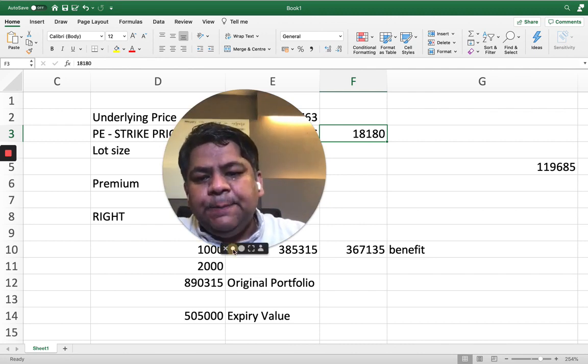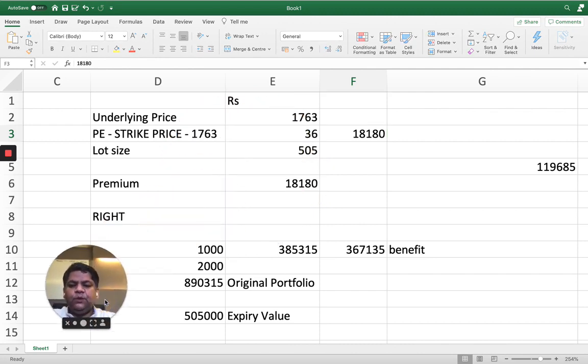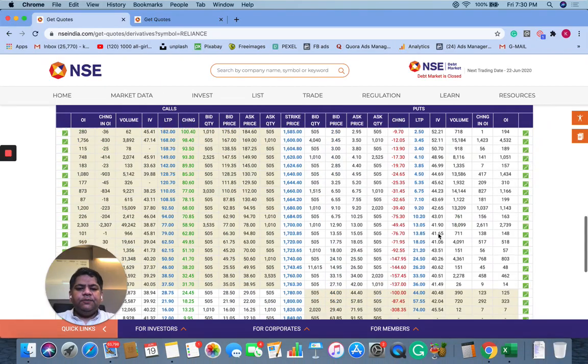We took a very simple example here. The example was where the strike price was nothing but the same price at which the underlying was trading. In your own exercise, you can keep calculating the profits and the loss based on different strike prices. For that, let's go to the option chain.